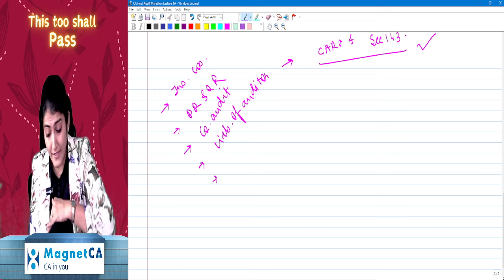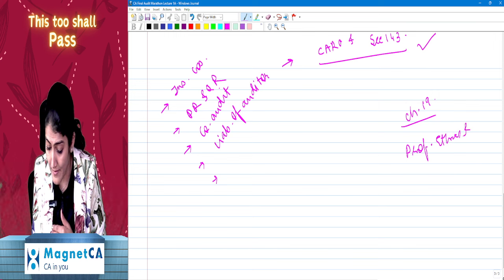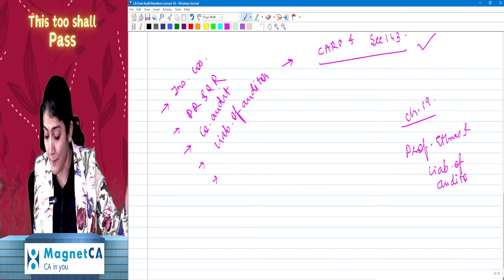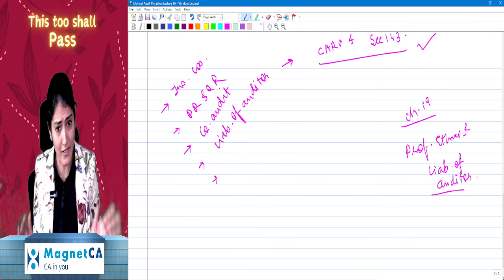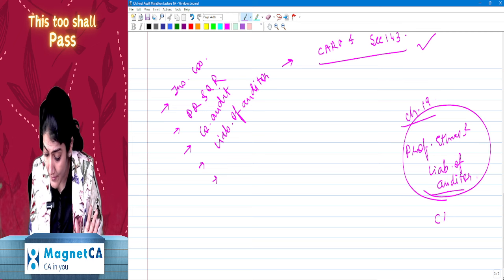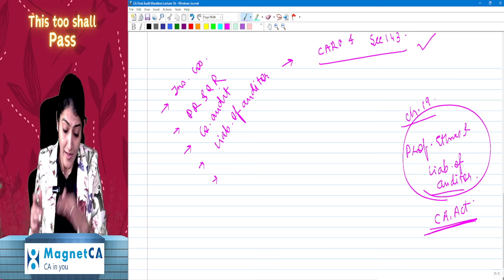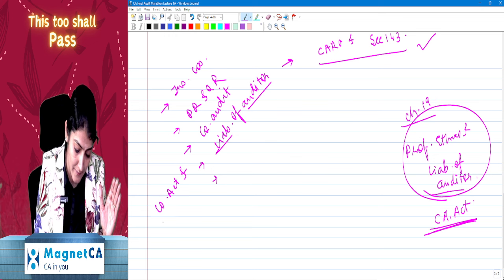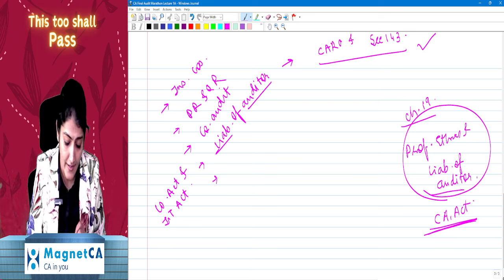Though chapter number 19 in the new course is named Professional Ethics and Liabilities of Auditor, when you read this, you might think the old chapter on liabilities of auditor has come here. No, it has not. These liabilities of auditor are under the Chartered Accountants Act 1949, and the liabilities of auditor under the Companies Act and the Income Tax Act is not applicable.